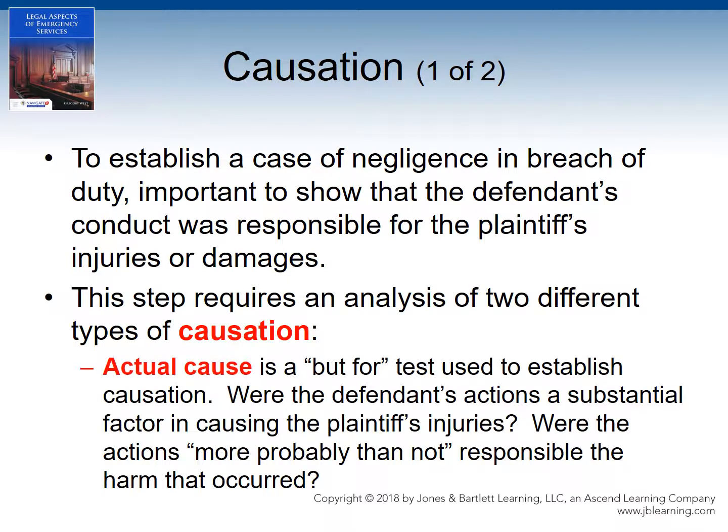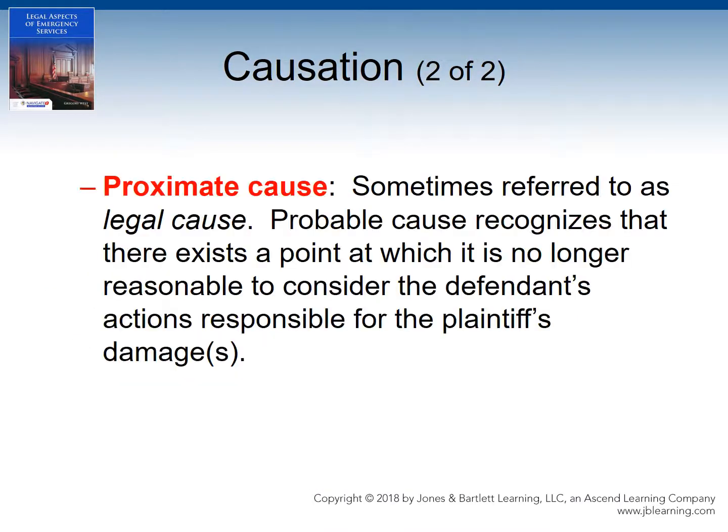The first is called actual cause. This is a but-for test whereby the court determines whether or not the defendant's actions were a substantial factor in causing the plaintiff's injuries. But for the defendant's actions, the plaintiff never would have been injured. The second component of causation is proximate cause, which is sometimes called legal cause. This is an evaluation to ensure the breaching act is close enough in time and circumstance to still be a factor in the plaintiff's injuries. Essentially, there is a point in time or sequencing whereby a person's negligent actions can no longer be considered the direct or proximate cause of an individual's damages.